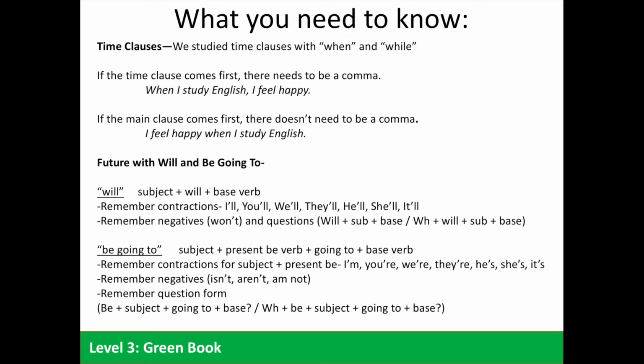You'll also need to remember the structure for be going to. Start with a subject, present tense of be verb, then going to, and then a base verb. Here we also have contractions with the subject that we need to remember, as well as the negatives and negative contractions. Also remember the question forms. Take a moment, pause the video and review this slide.